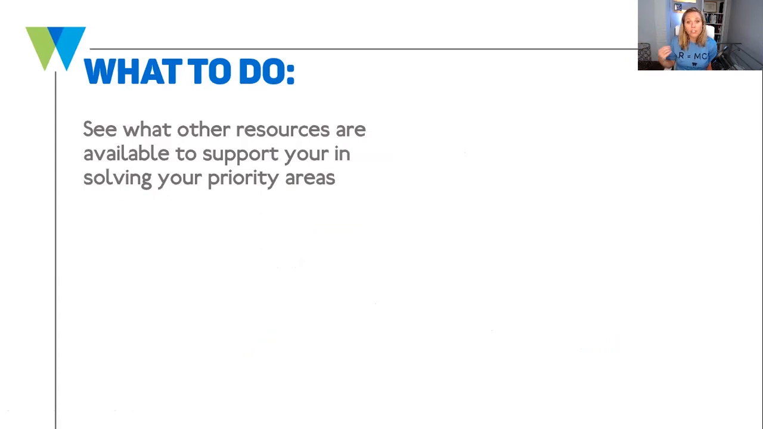The second part is the resource assessment, where we're going out to simply see what other resources are available to support you in solving those priority areas. So once you've prioritized those areas, you could say, okay, who else is doing this around us? And create a catalog or an inventory of all the other resources that are targeting some area of that.